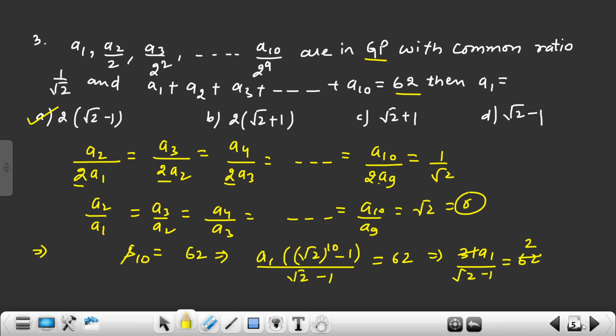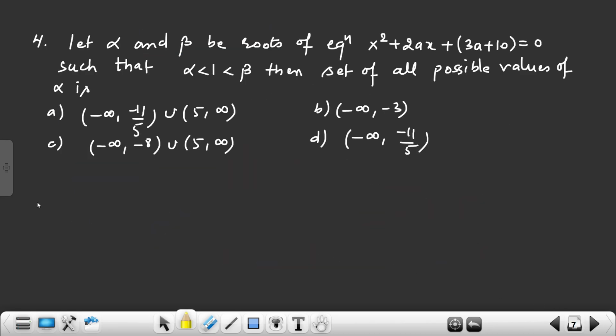Any problem so far? Now let's move to the next one. Alpha and beta are the roots of this equation such that 1 lies between alpha and beta. Then find the set of all possible values of a. Now if you see this question, you have to be a little bit careful about it.